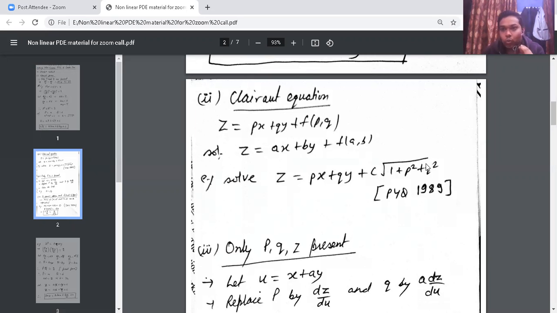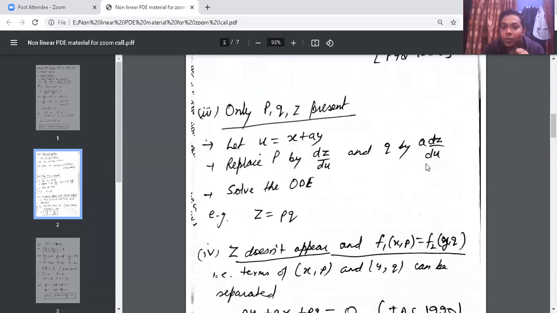And there are few questions where the question will not be directly in the Clairaut form. You can reduce it to the Clairaut form, like we used to do in ODE. The third form is where x and y are missing. Only p, q, and z are present. Okay, so there's a simple process to solve it.